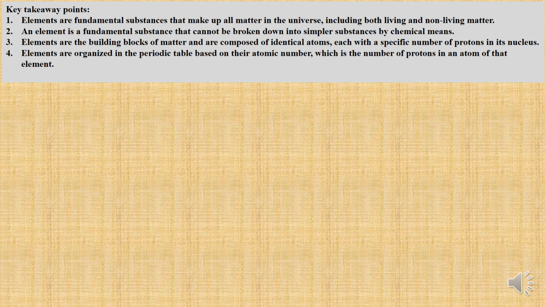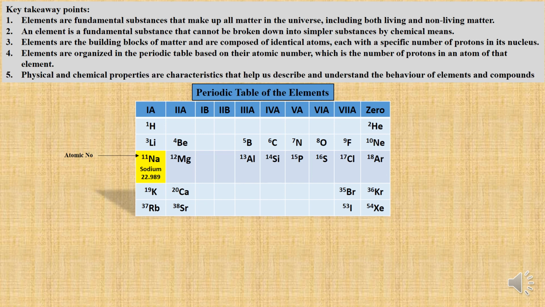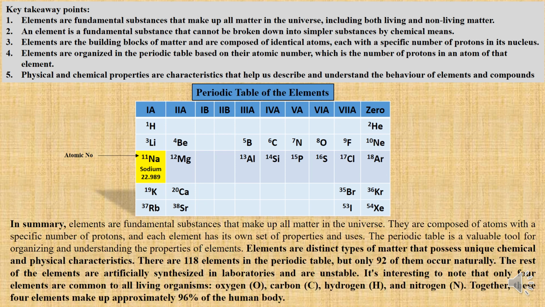Elements are organized in the periodic table based on their atomic number, which is the number of protons in an atom of that element. And one can identify or find an element in the periodic table based on its atomic number. For example, you can find the element sodium in the periodic table based on its atomic number, that is 11. Physical and chemical properties are characteristics that help us describe and understand the behavior of elements and compounds.